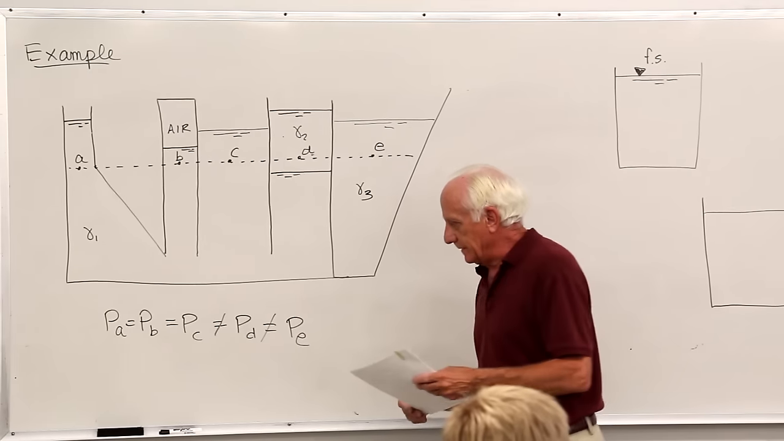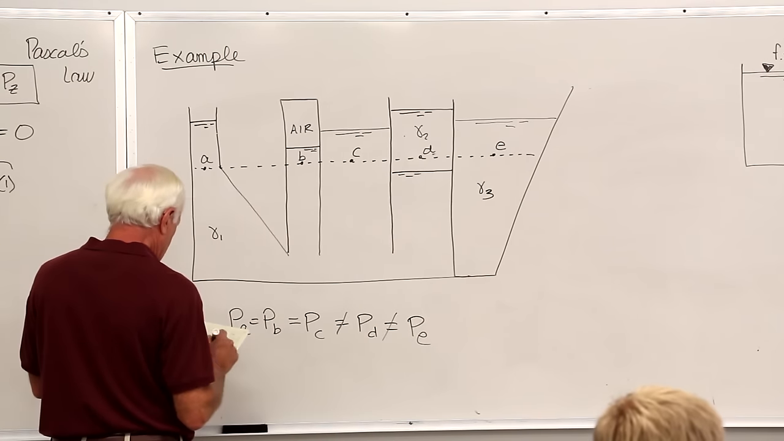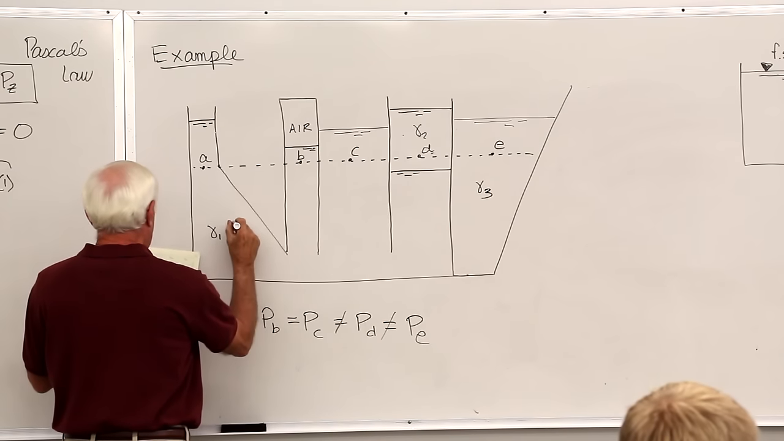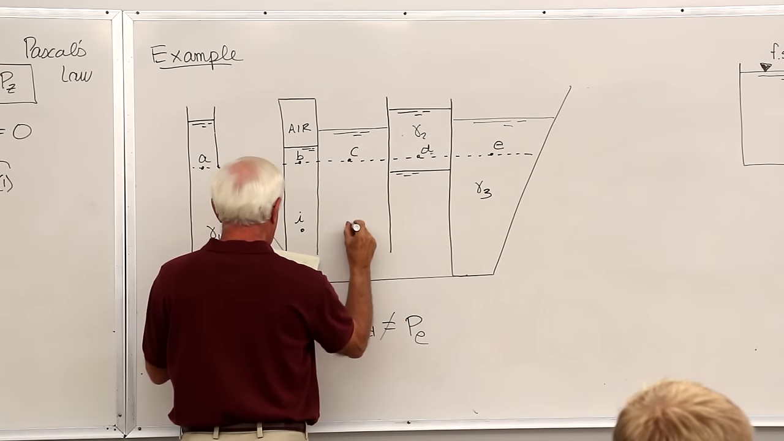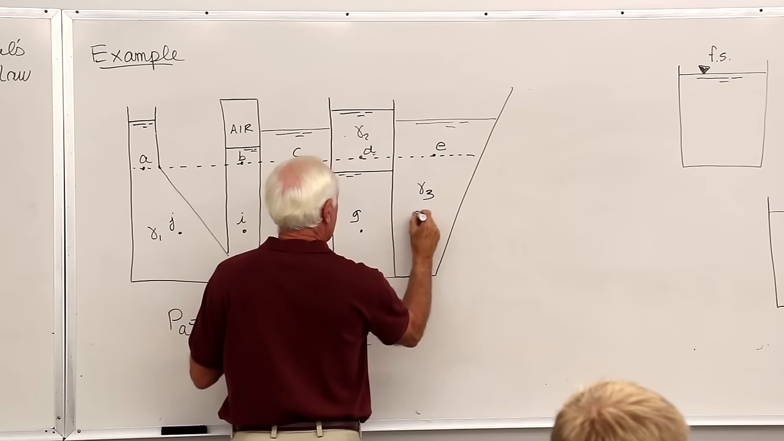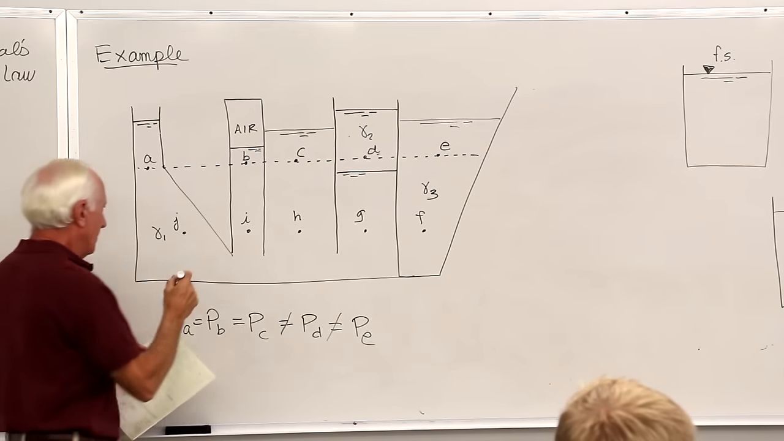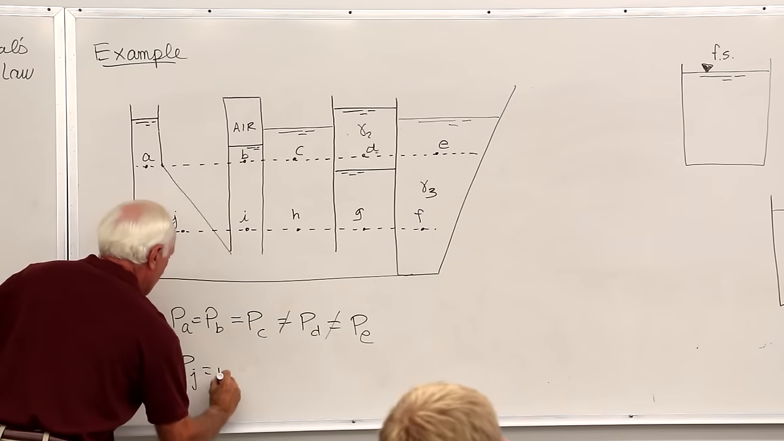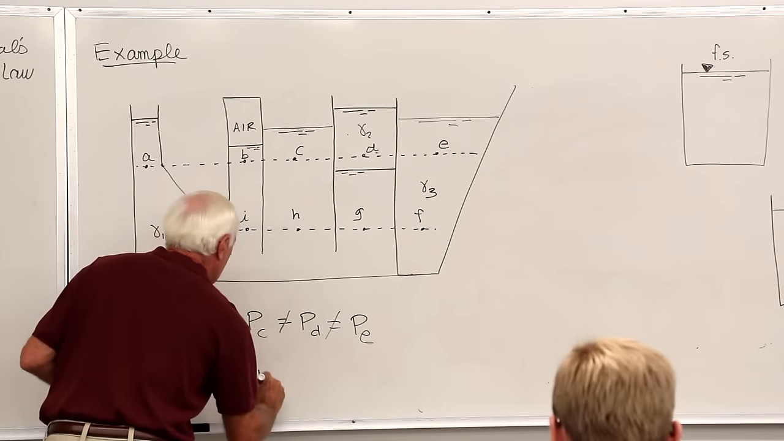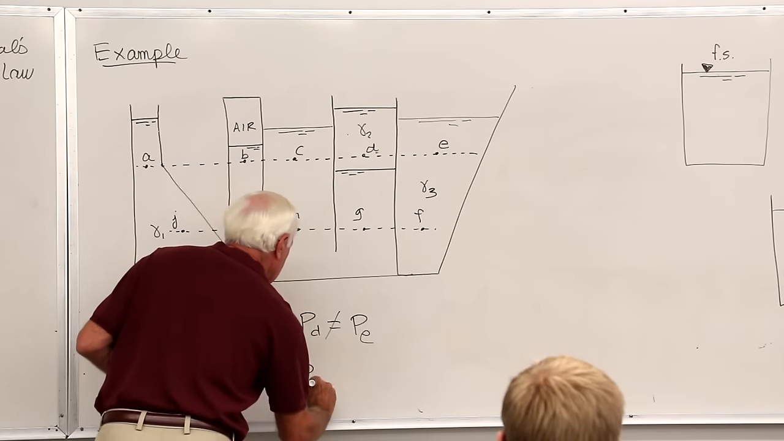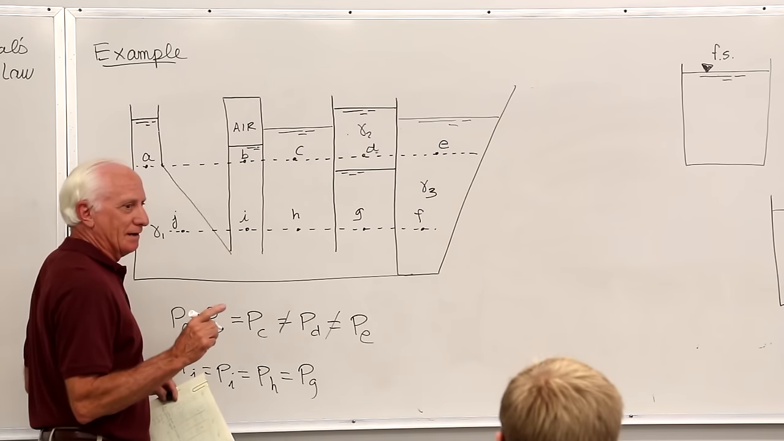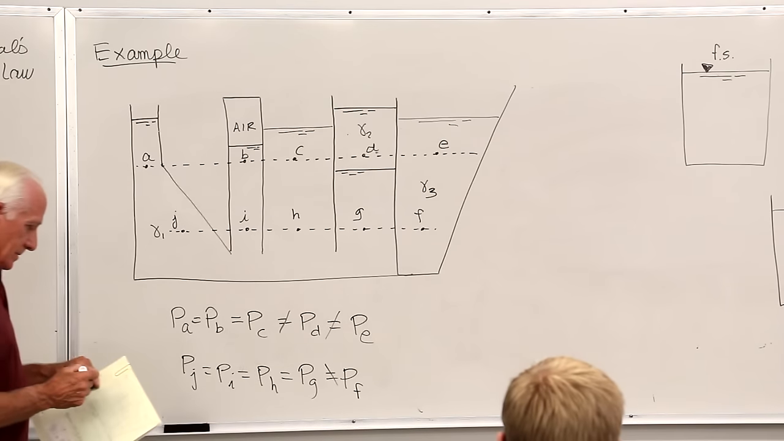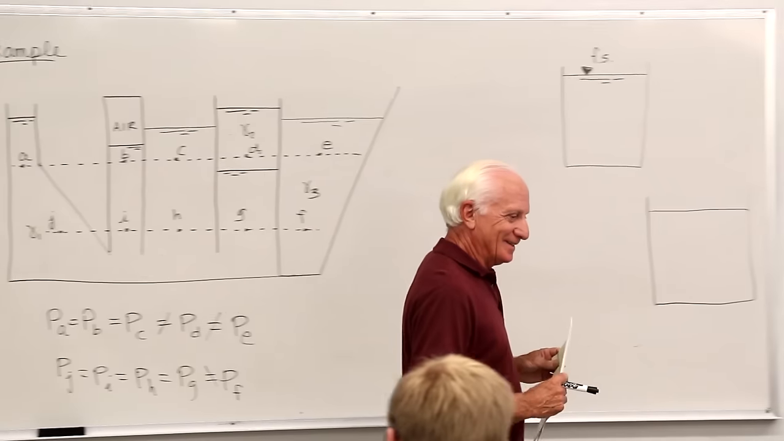Okay, let's see where else I took points. I took some down here. I call this J, I, H, G, F. So A, B, C, D, E, F, G, H, I, J. Draw the horizontal line. PJ equals PI, same fluid, continuous. Equals PH, same fluid, continuous. Equals PG, same fluid, continuous. Uh-oh, change of fluid. First of all, it's not continuous, and it's not the same fluid. So PF is not equal to that. We'll use that many, many times in the future in this class.